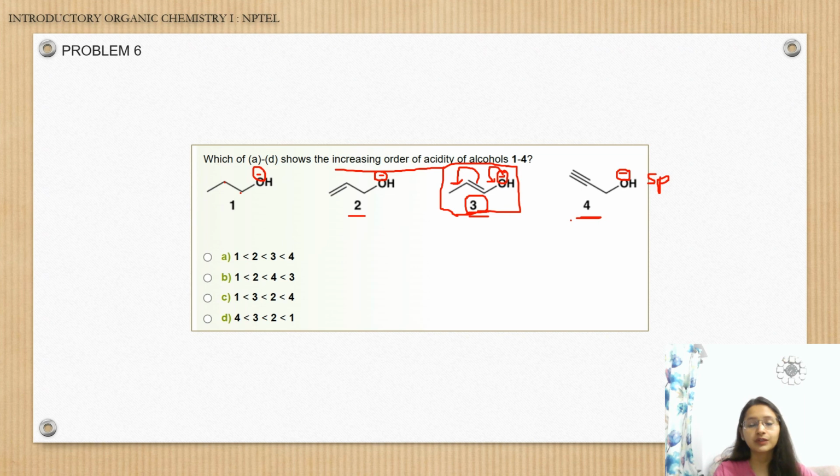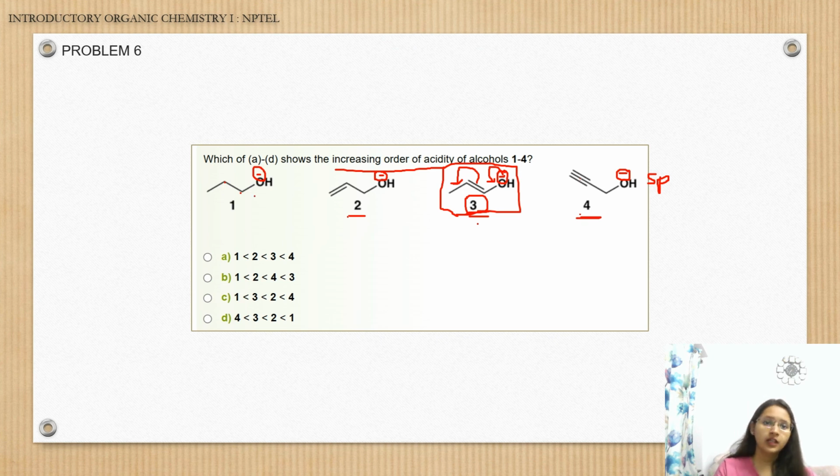Why? Because here, see, 4 is connected to an sp carbon, right? Fair enough, but it is not in delocalization with this sp carbon. But here 3 is connected with sp2, and an additional factor of delocalization is there, which is giving more stabilization to this oxyanion formed after the deprotonation of this alcohol. So that is why we are saying 3 is more acidic than 4, which in turn is more acidic than the second, which in turn is more acidic than 1. So the least acidic species will be 1, and the most acidic species will be 3.